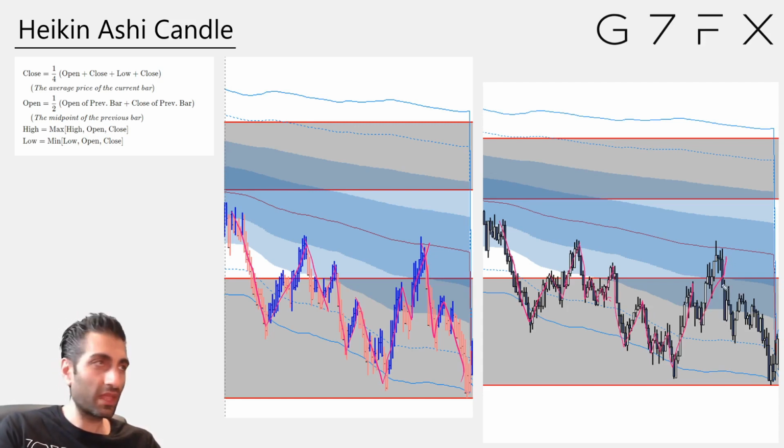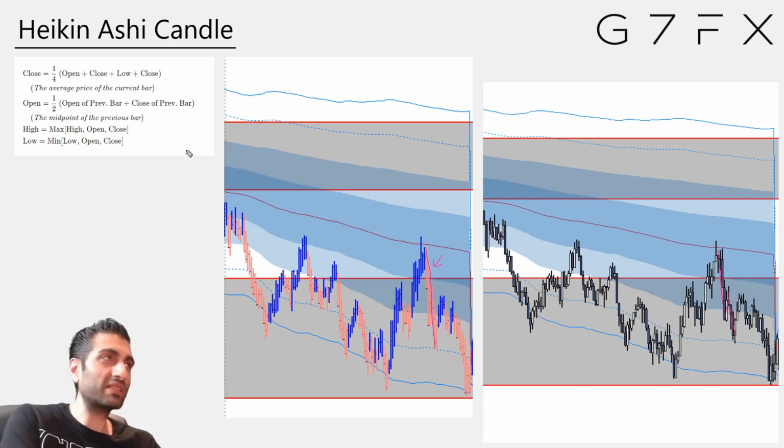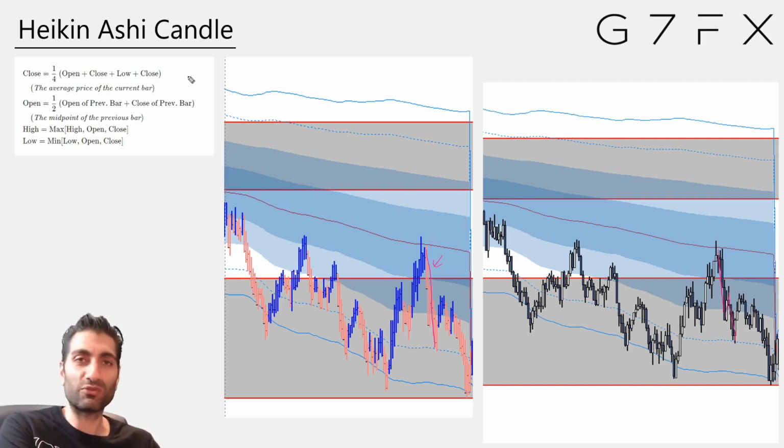Look at this here, where you've got this swing down. Look at it. It's all down, and look, you had a little pullback there and then down, and what it does is basically smooth it. I'm not going to go through the maths of it. It's pretty straightforward, to be honest.